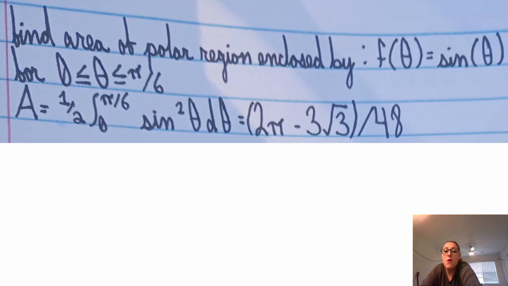Find the area of the polar region enclosed by f of theta equals sine theta for 0 less than or equal to theta less than or equal to pi over 6. Area equals 1/2 integral 0 to pi over 6 sine squared theta d theta equals (2 pi minus 3 square root 3) all over 48.